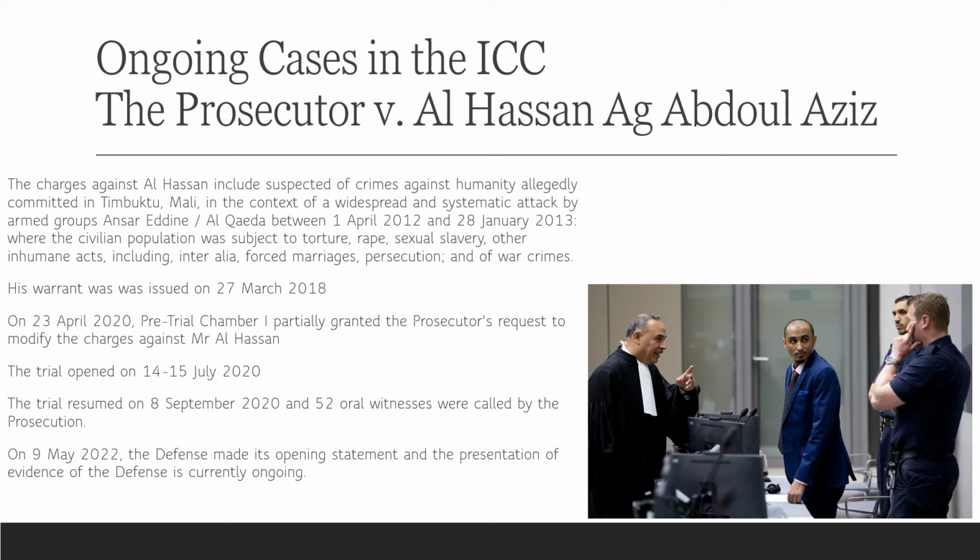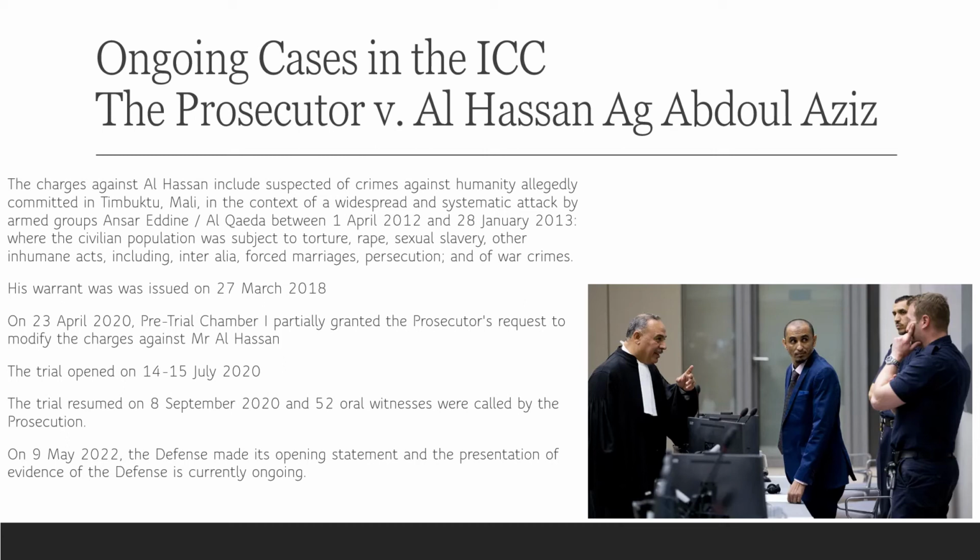On the 23rd of April 2020, Pre-Trial Chamber 1 partially granted the prosecutor's request to modify the charges against Mr. Al-Hassan. The trial opened on the 14th and 15th of July 2020. The trial resumed because of COVID. There was a pause on the 8th of September 2020. And 52 oral witnesses were called by the prosecution.